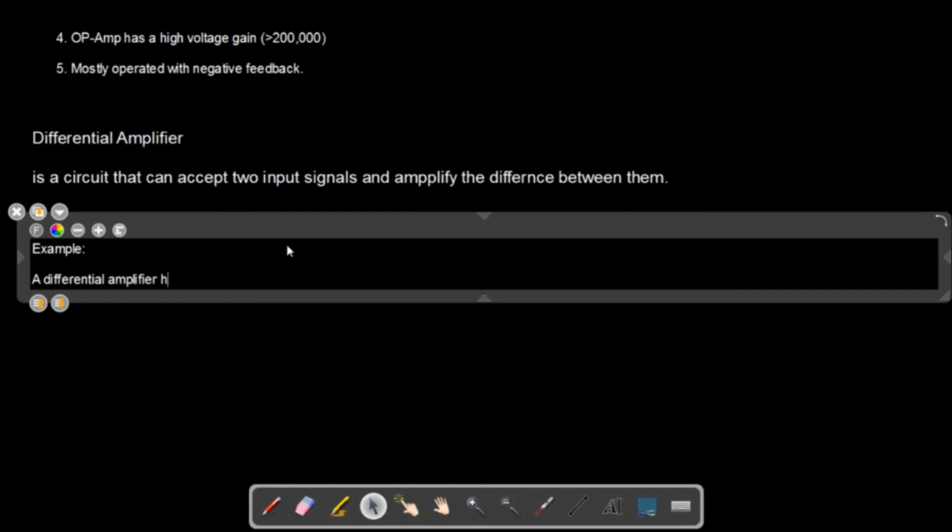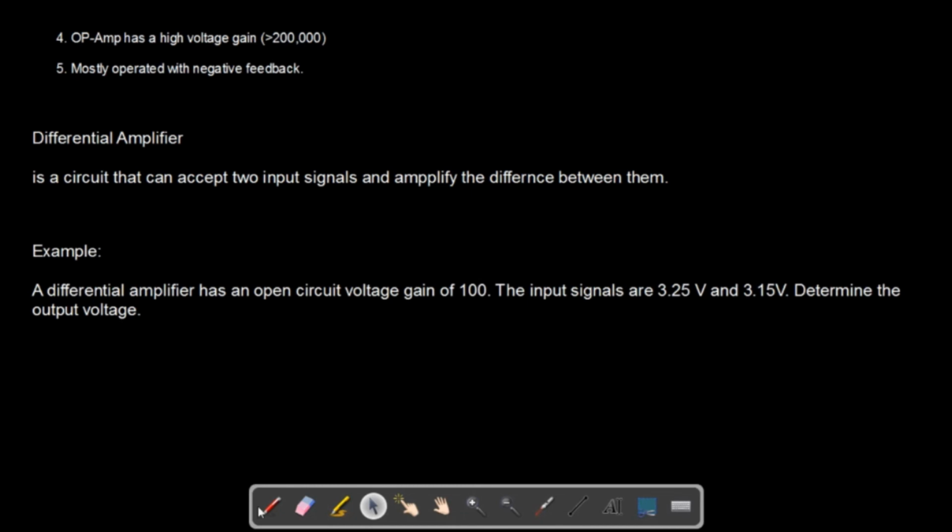So a differential amplifier, let's say, has an open circuit voltage gain of 100. The input signals are 3.25 volt and 3.15 volt. You have to determine the output voltage. Finding the output voltage is very simple, in fact. It's not at all difficult. These kinds of questions will always be there. If you're lucky, you'll get these questions.